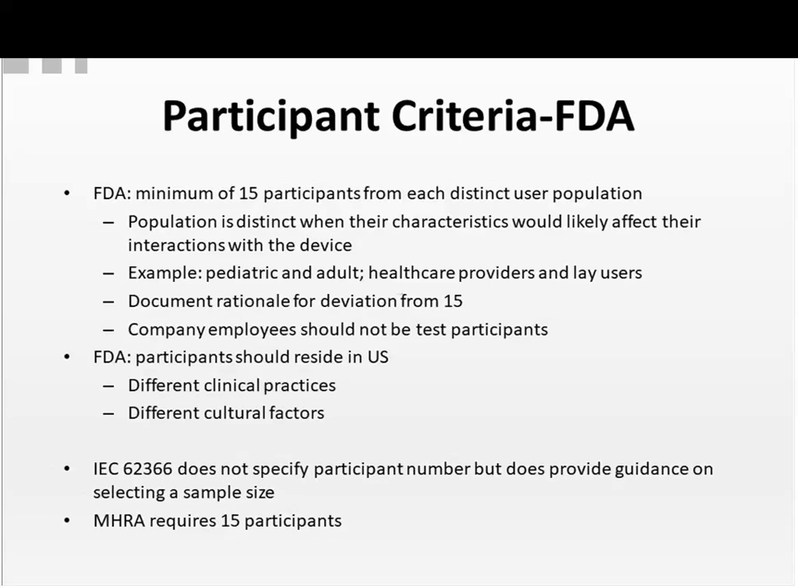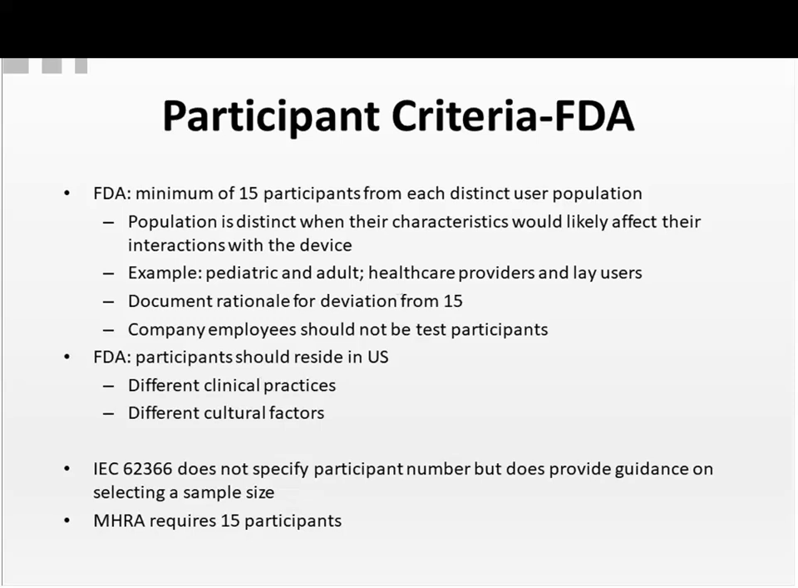With this publication of the guidance, the FDA has defined the number of participants. They're saying there must be a minimum of 15 participants from each distinct user population. That's why I emphasized earlier that it's very important to carefully define the distinct user populations, which are the subsets of the user groups, of the users. Because 15 people adds up very quickly to a very long, expensive study.